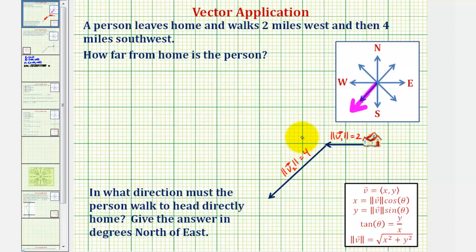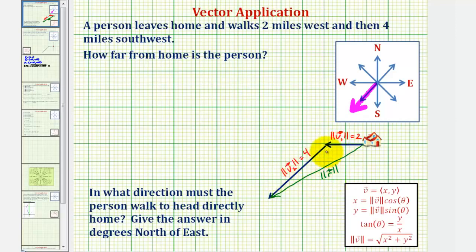So to determine how far the person is from home, we would want to find the magnitude of the resultant vector, or the sum of these two vectors, which would be this vector here. So if we call this vector r, our goal is to find the magnitude of the resultant vector, where again the resultant vector would be the sum of these two vectors.